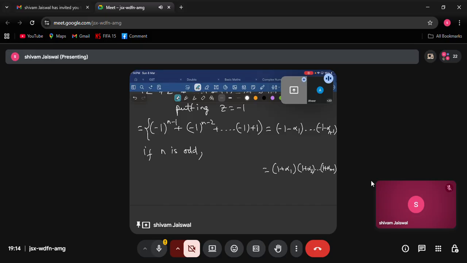(1 plus alpha 1) up to (1 plus alpha n minus 1). Okay. And on the left hand side, how many terms are there? Tell me. N. Okay, so that means 1 will be left out. Are people getting? So this will be equal to 1. Hence proved if n is odd. And if n is even, subsequently you can prove that (1 plus alpha 1) into (1 plus alpha 2) dot dot into (1 plus alpha n minus 1) will be equal to 0. Tell me. Are you people getting? Yes or no?